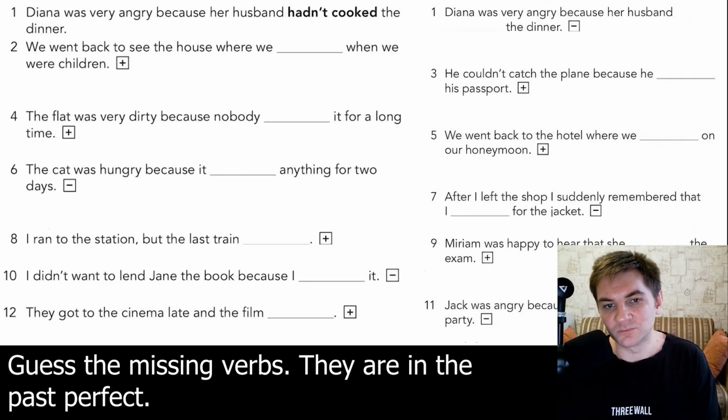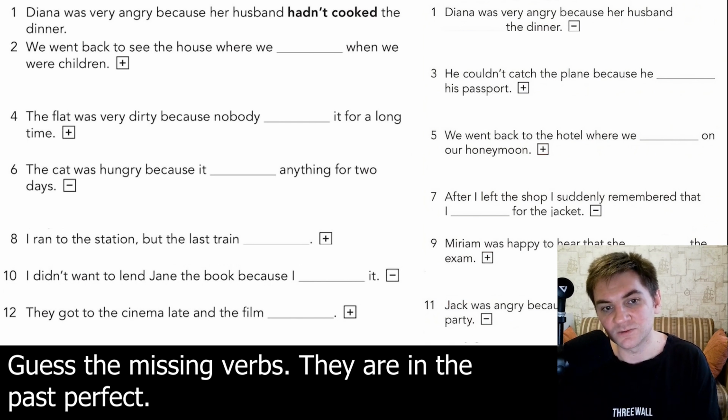Part 12a. What had happened? Now you're going to do this task. You have some sentences where the verbs in the past perfect are missed. Here is a clue. If you see a plus, it means the verb is positive. You use had plus the past participle. If you see a minus, it means the verb is negative, so you use hadn't plus the past participle.